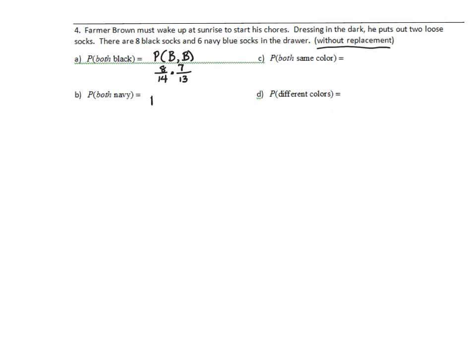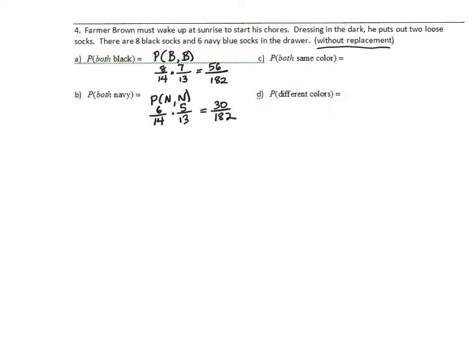Now the probability that they're both navy: the probability that the first is navy is 6 out of 14. There are 6 navy socks out of 14 total. But if he picked a navy sock the first time, there's one less navy sock. That would be 5. And there's one less sock in the drawer. That's 13. So let's work out these probabilities quickly. Using my calculator, I found that the probability of both black would be 56 out of 182, and the probability that both are navy would be 30 out of 182.